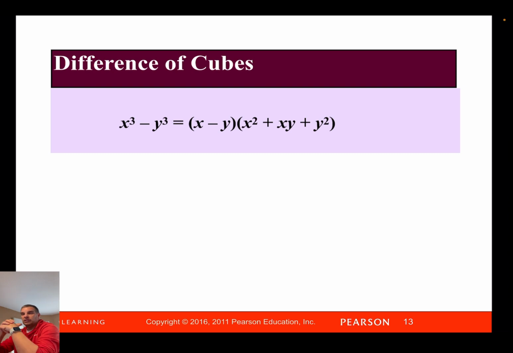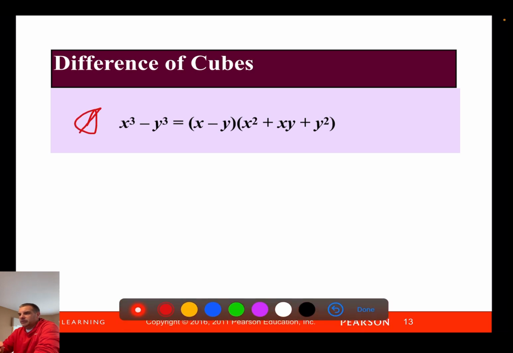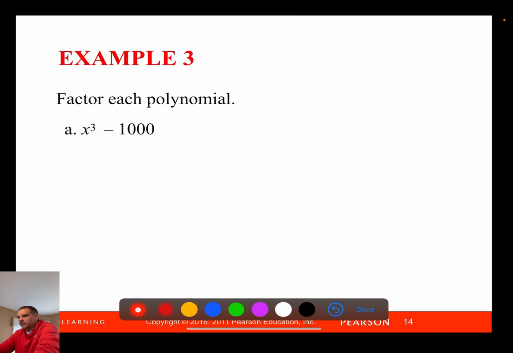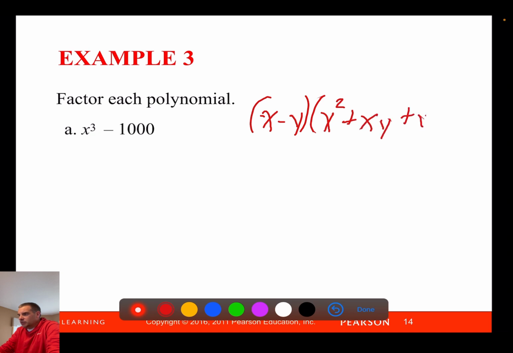And when you have two perfect cubes that are differences of cubes, you can find the cubed root of your x cubed value and the cubed root of your y cubed value, and you can write them in this form. So you need to put a star by this, put it in your notes somewhere so you have it quickly when you're doing your assignment. So when we factor this polynomial, the formula says we're going to go x minus y times x squared plus xy plus y squared.